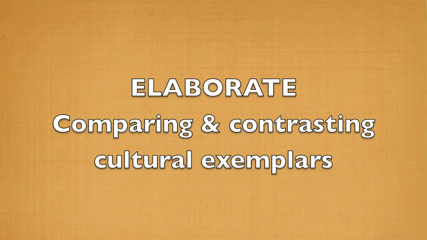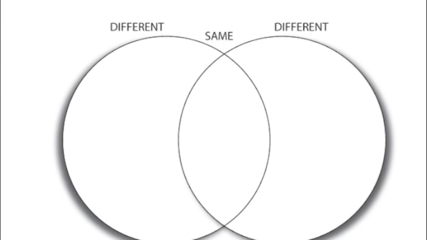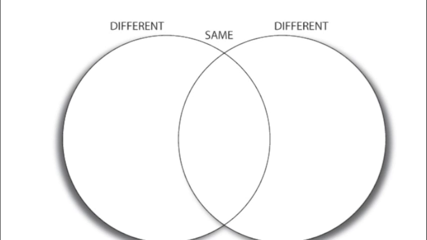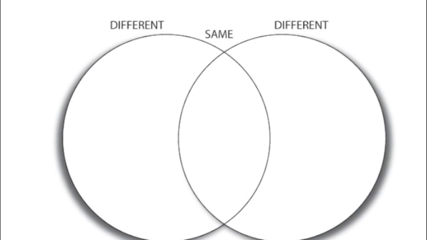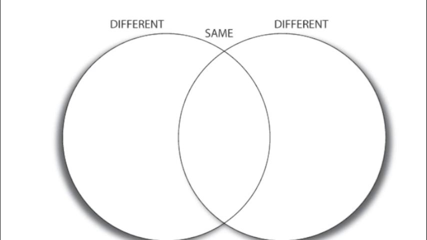For the next step of the lesson, each pair of students would receive a Venn diagram, 2 pictures of masks from Western Africa, and an information sheet. They will use these materials to record the similarities and differences between the 2 masks.